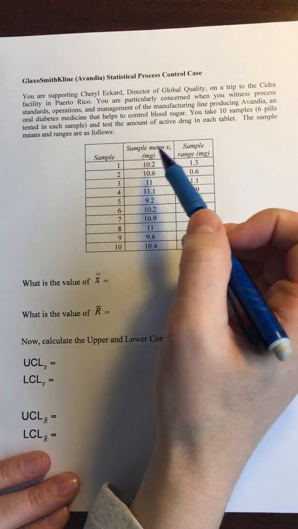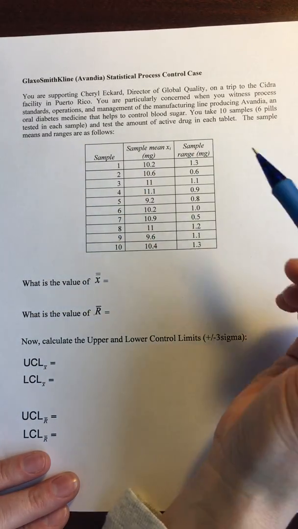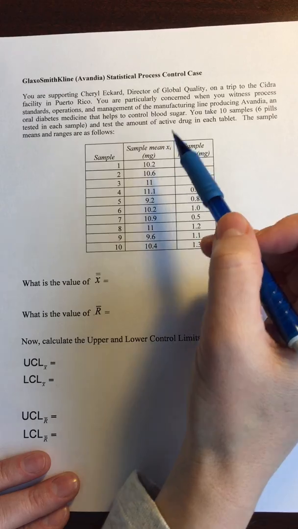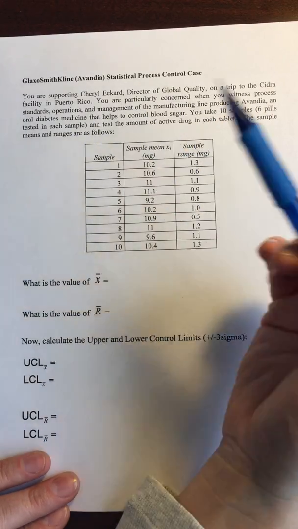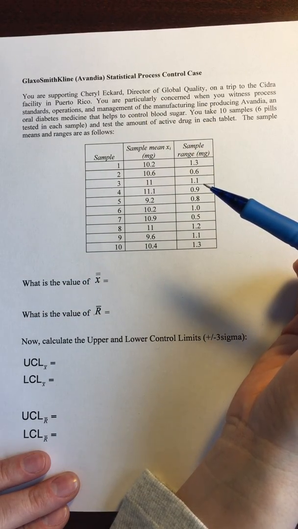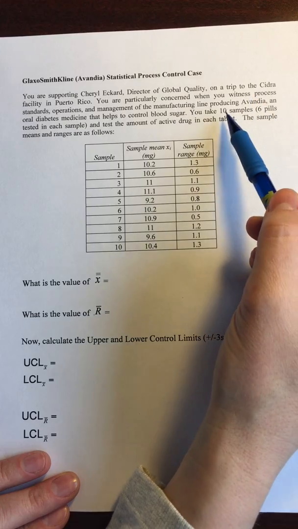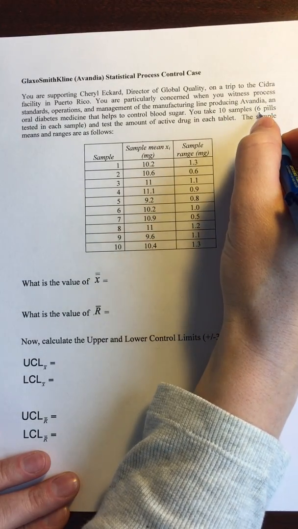As part of the sampling process whenever you're doing quality control, you want to go out periodically. So in this case we're going to say that we take 10 samples, so we can just assume that over the course of 10 hours during the day, going out to the line once each hour, we're going to take a sample of 6 pills.